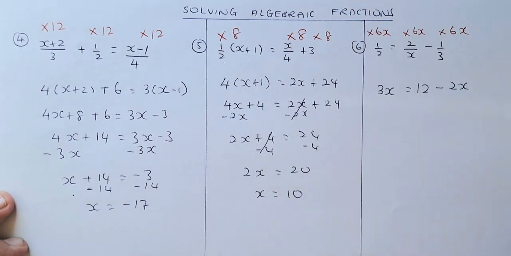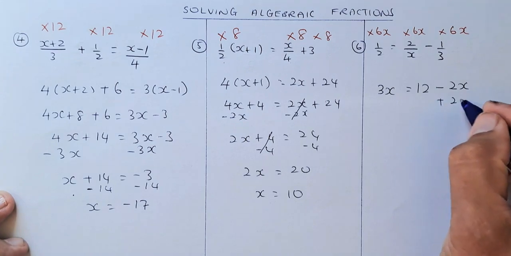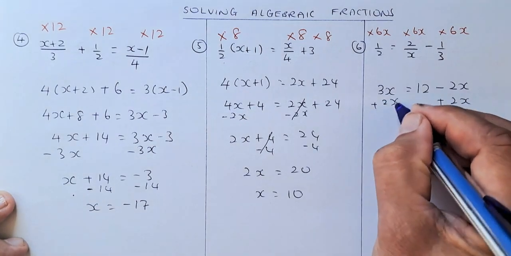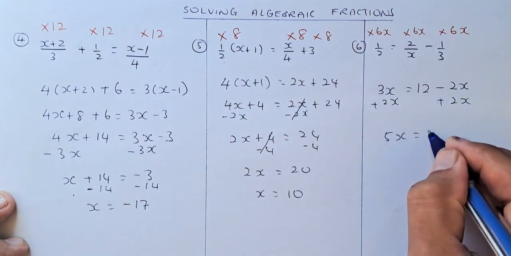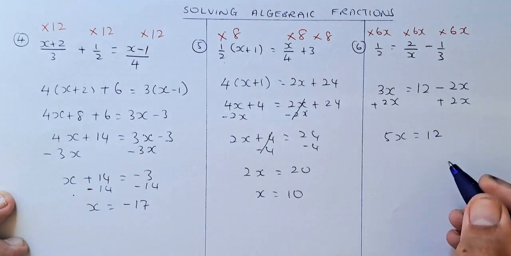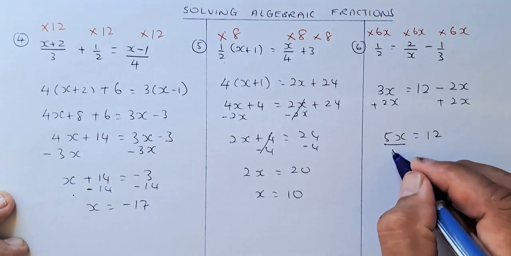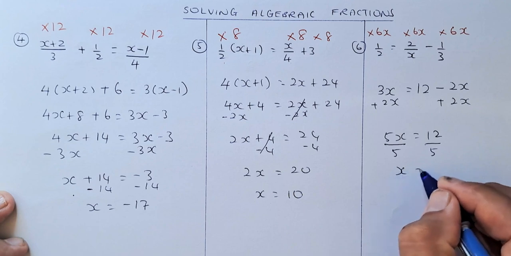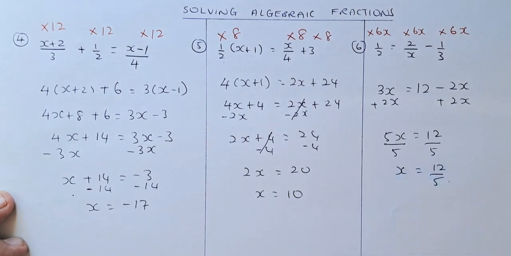Now it's very simple. You just need to plus 2x on both sides. So you get 5x = 12. And then the last step, you're going to divide by 5 and x = 12/5. So this is another way to solve algebraic fractions.